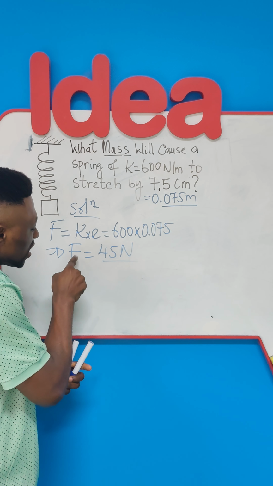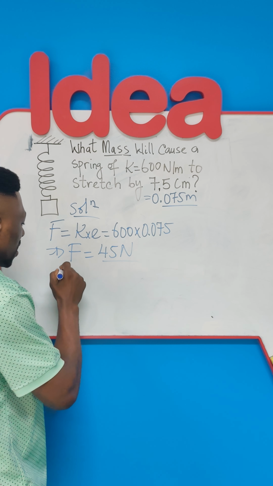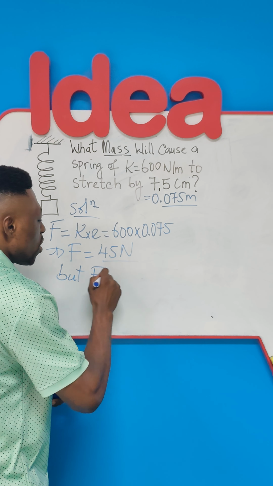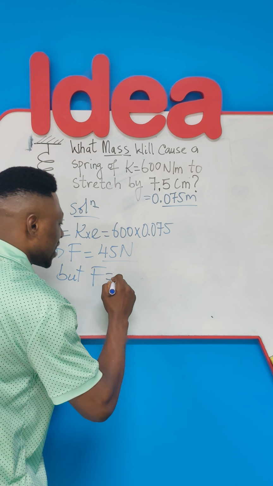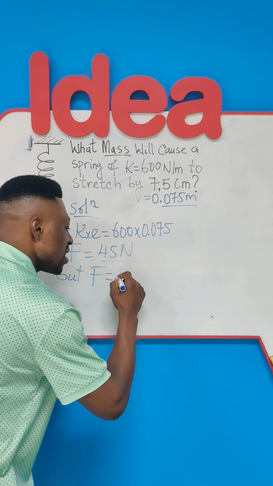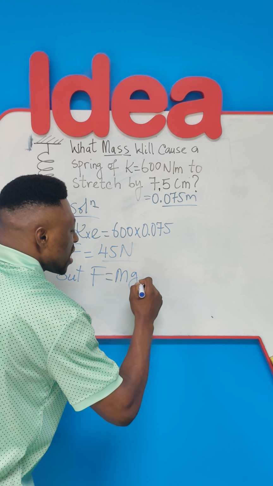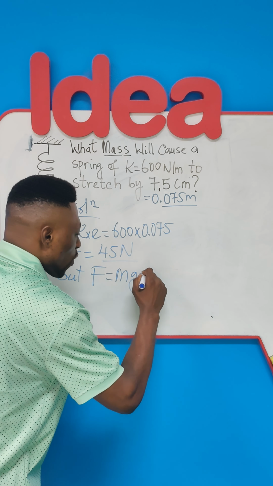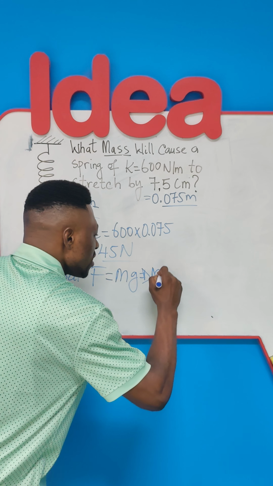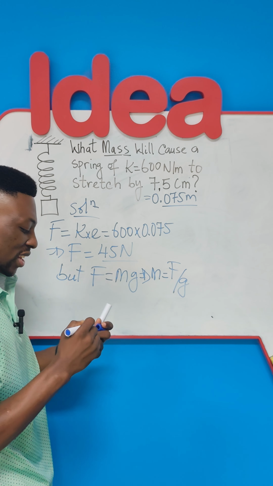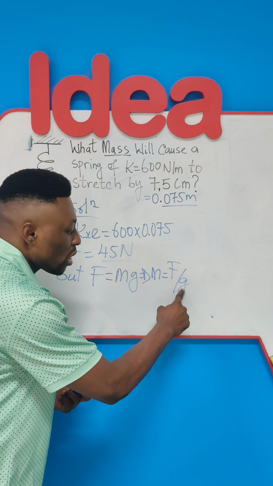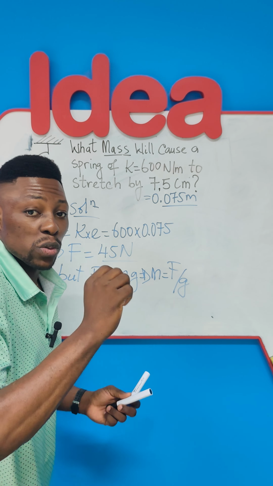In other words, this force which we just obtained here is actually the weight of this object, and the weight is given by the mass times the gravitational acceleration. And from here we can therefore say the mass will be given by the force divided by the gravitational acceleration, which for simplicity's sake we will take as 10 meters per second square.